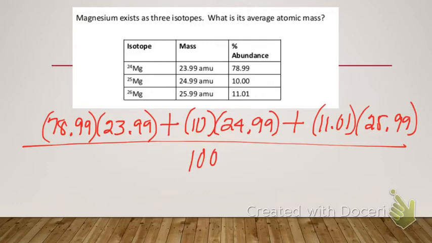So put that in your handy dandy calculators and tell me what you get. Round it to 2 places. Mr. Diamond. 24.31 AMU. Perfect. So that would be my answer because I rounded to 2 decimal places.